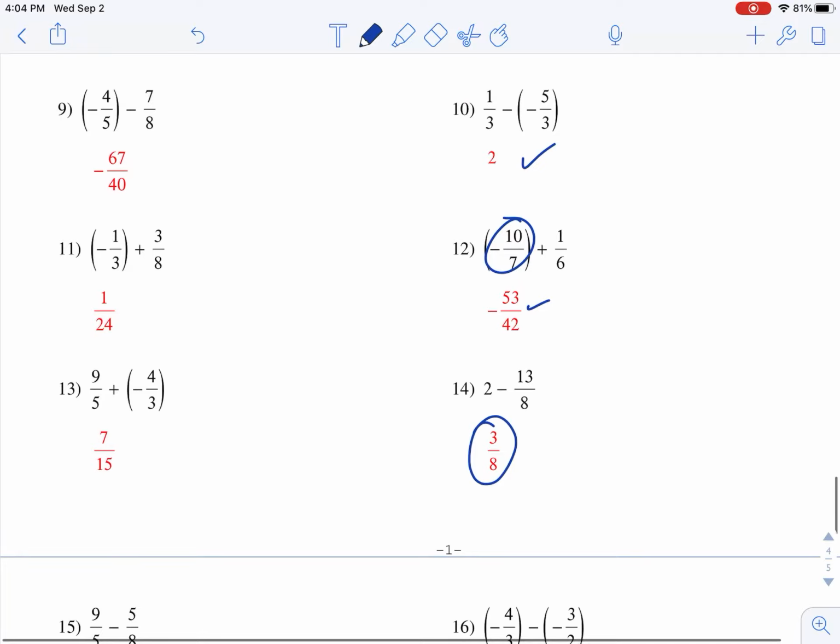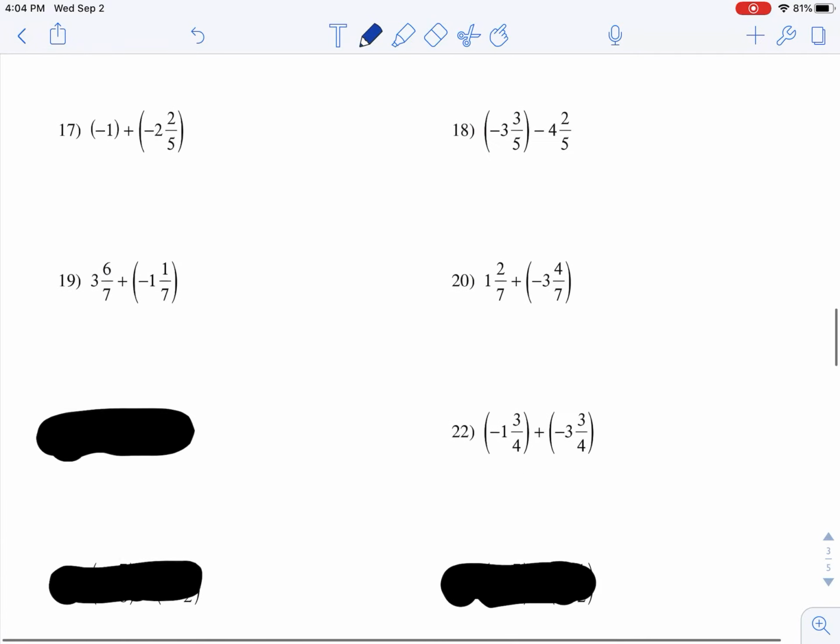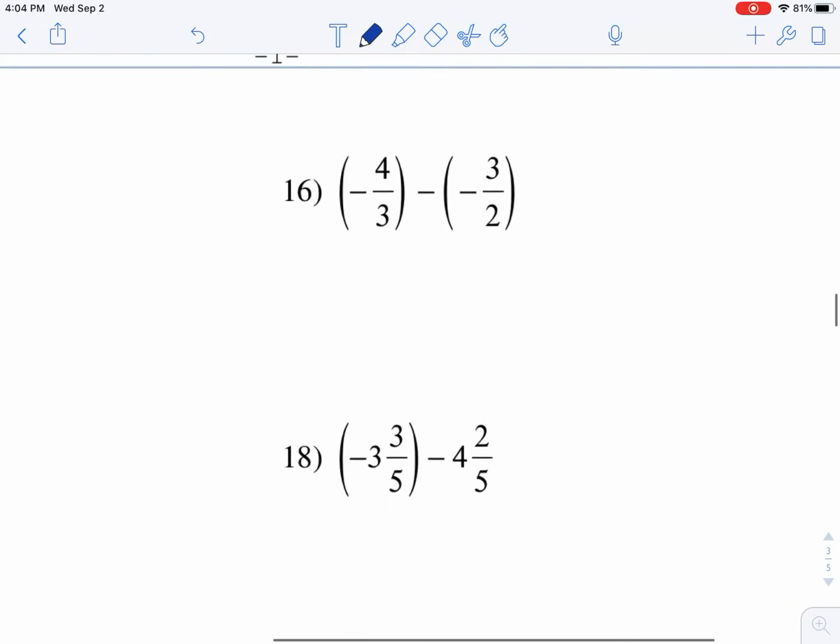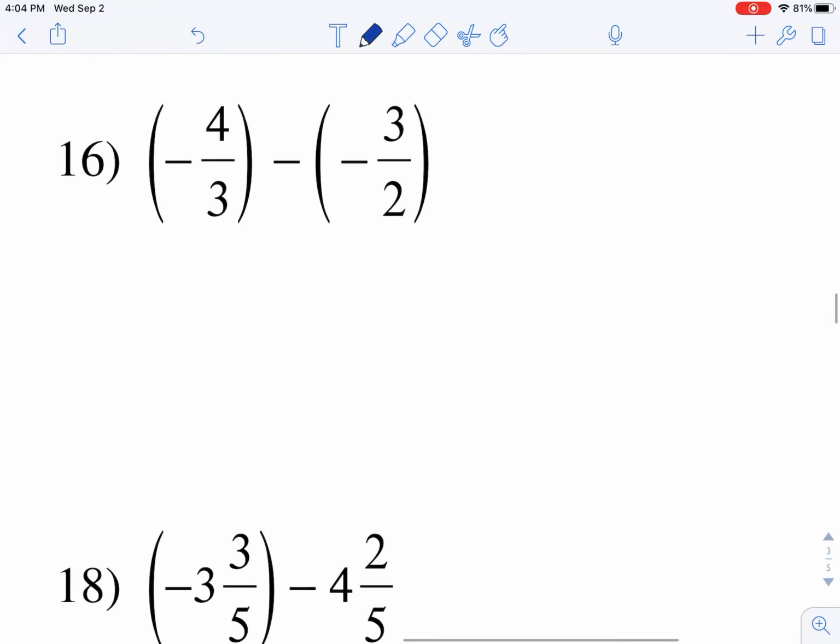Okay, well, I guess I'm doing check marks here to stay consistent. So let's go down to this problem here. Okay, so a couple things going on. We do need to find a common denominator for 3 and 2. Also, we have minus a minus, so I'm going to go ahead and just change that to plus plus right now.